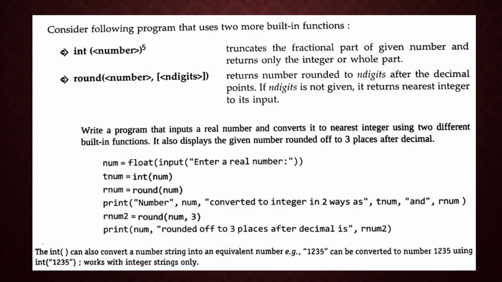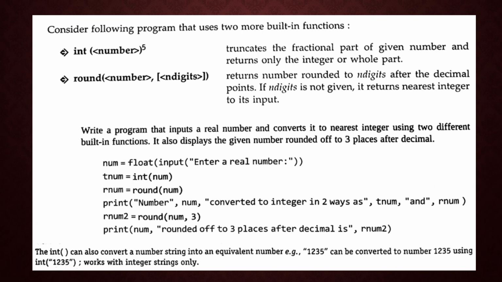See, first you are going to read a real number. Real number means floating point number, num. And here tnum equal to int of num. If the given number is 12.5, tnum means 12 only. That means int truncates the fractional part of the given number. So tnum is equal to 12. If the given number is 12.5, then it will display 12.